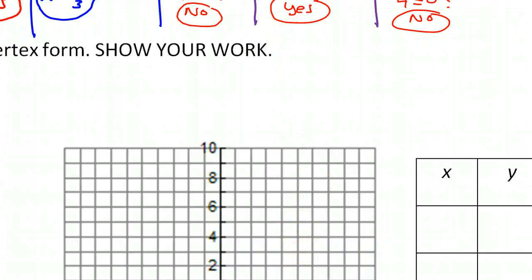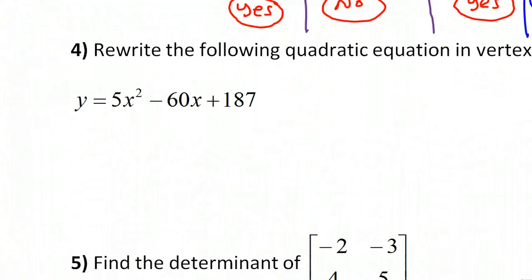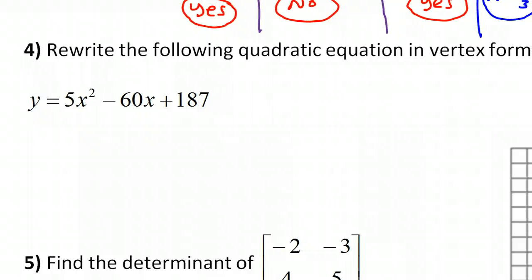Okay. All right, rewrite the following quadratic equation in vertex form. Vertex form is like this: y equals a times (x minus h) squared plus k. This is not something you have to memorize per se, but I just want you to have in the back of your mind, when I say vertex form, I'm talking about a form that has parentheses, squared. I just want you to know what our goal is. It looks something like this.